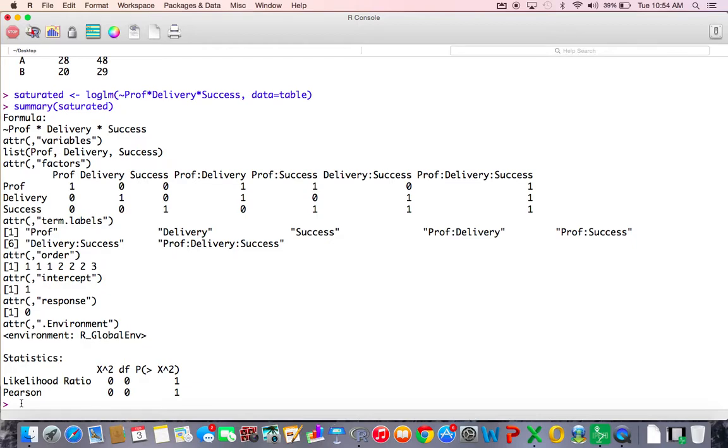Next thing I'm going to want to do is focus on my mains and my two-ways. So I'm just going to keep going until I find statistical significance, in which case I return to the previous model that was not statistically significant. So guys, I'm just going to call this model 1. I honestly don't know what's going to happen here. I think I do. So I've got log linear model, and I want my main effects: prof plus delivery plus success. And then I want prof delivery, prof success, and delivery success.